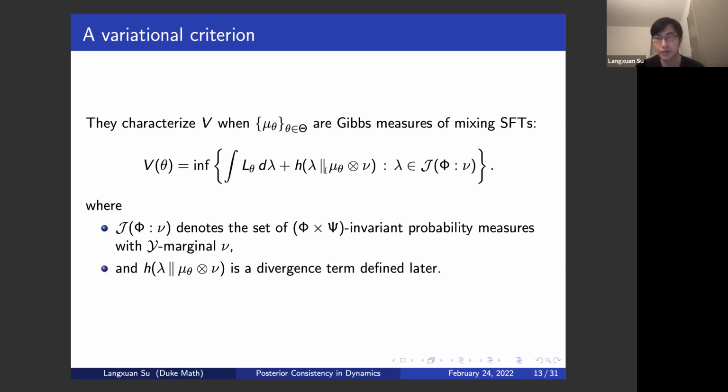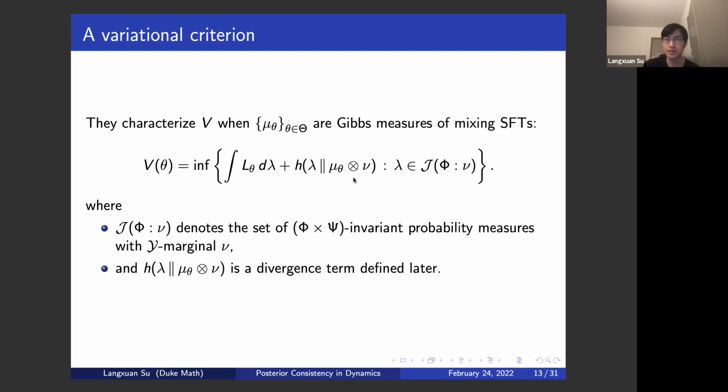So you want to impose a prior distribution on X and Y. What you impose is just like the independent coupling. So it's the coupling of the mu theta on X and then the nu on Y, and this is a prior distribution. And then actually it's a divergence with respect to this prior distribution. So you can interpret this as a minimization over this integration, which is just the expected value of the loss plus some divergence with respect to the prior distribution. Okay, and we will define this divergence later.